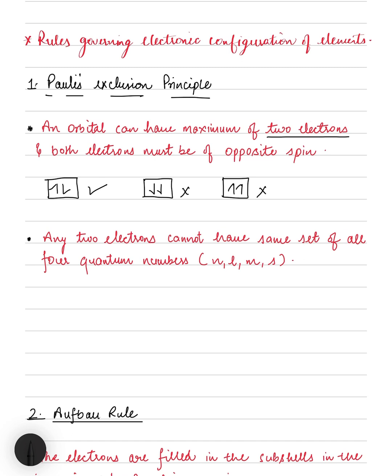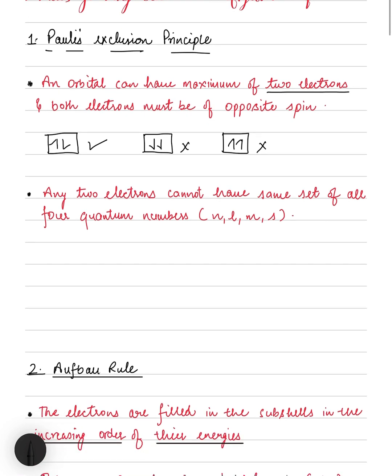The second point about Pauli's principle is that any 2 electrons cannot have the same set of all the 4 quantum numbers. Now we know the 4 quantum numbers are n, l, m and s. So this point says that any 2 electrons cannot have all the 4 quantum numbers of the same value. We can interpret this statement as: any 2 electrons can have 2 quantum number values the same, or 3 quantum number values the same, but can never have all the quantum number values the same, right?